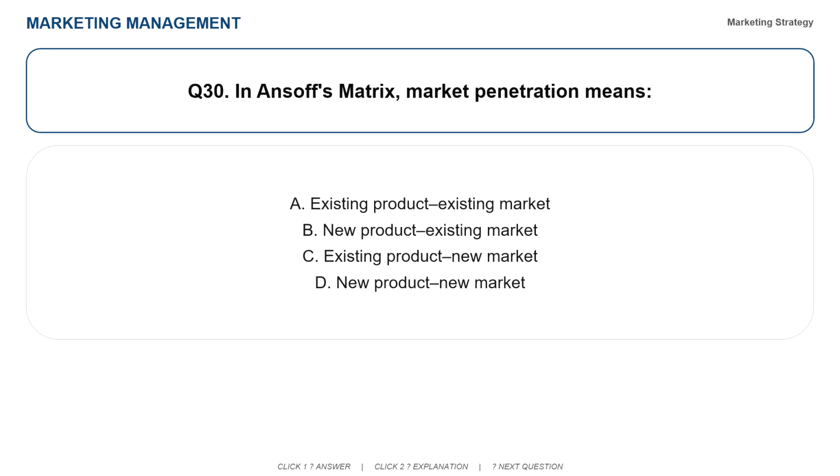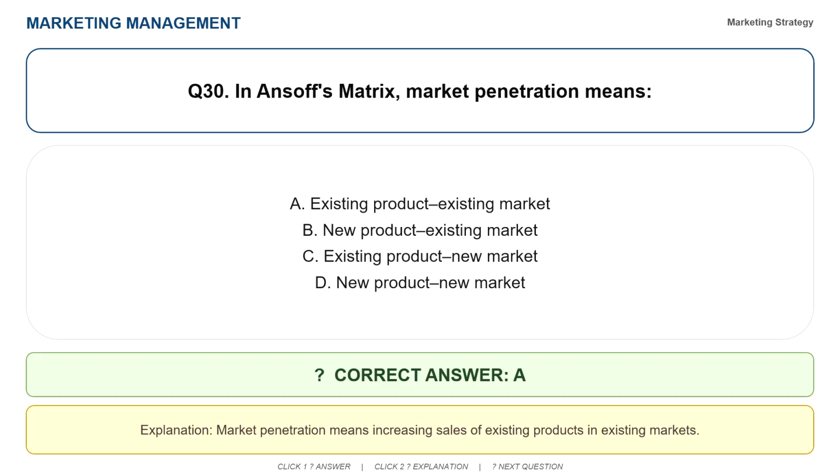Question 30. In Ansoff's matrix, market penetration means: Option A, existing product, existing market. Option B, new product, existing market. Option C, existing product, new market. Option D, new product, new market. The correct answer is A. Explanation. Market penetration means increasing sales of existing products in existing markets.